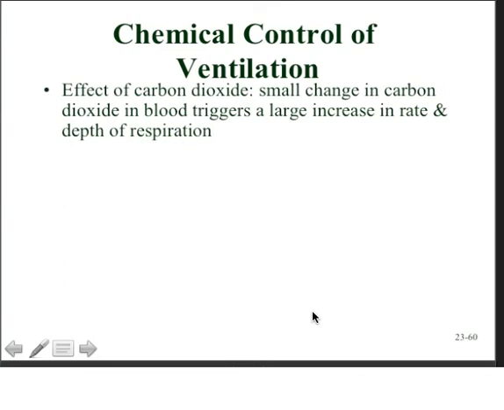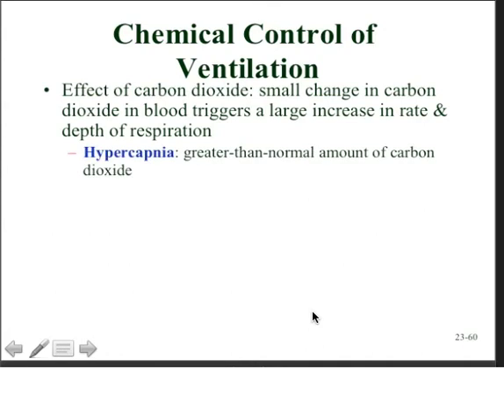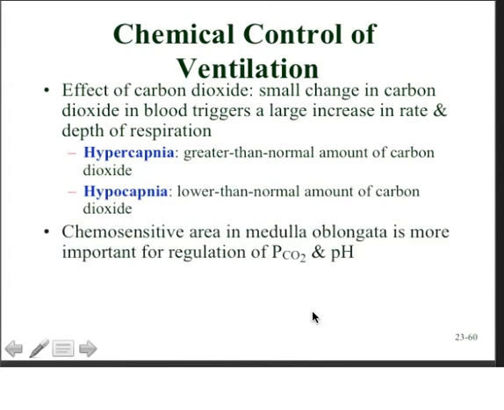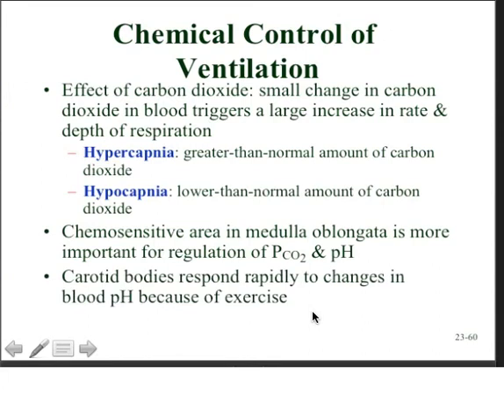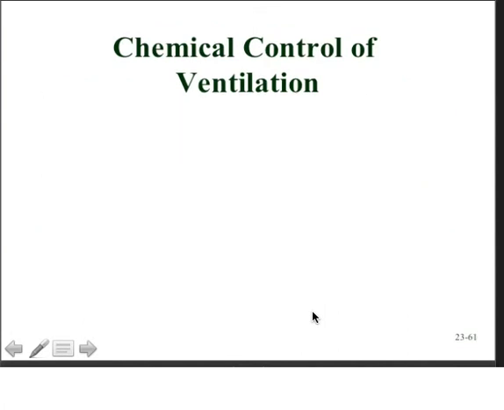Okay, how does CO2 play into this? Well, small changes in CO2 trigger a large increase in the rate and the depth of respiration. Remember that hypercapnia we already talked about is a greater than normal amount of CO2. Hypocapnia is the reverse situation. The chemosensitive area in the medulla is more important for the regulation of carbon dioxide levels in the blood and pH. Carotid bodies respond rapidly to changes in blood pH due to exercise.